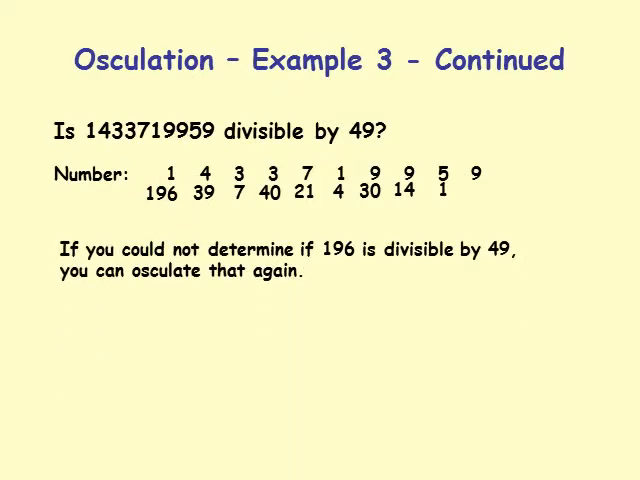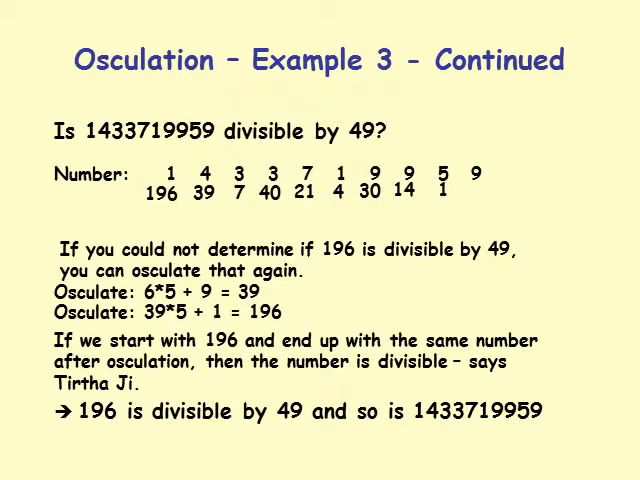If you could not determine that 196 is divisible by 49, you can osculate that again. Let's see what I mean. I have 196 here. 6 times 5 plus the digit on the left, 6 times 5 plus 9 is 39. Osculate again. 39 times 5, 5 is the proxy, plus 1 on the left is 196. So we started with 196 and we osculated and came back with 196. If you start with 196 and end up with the same number after osculation, that number is divisible.